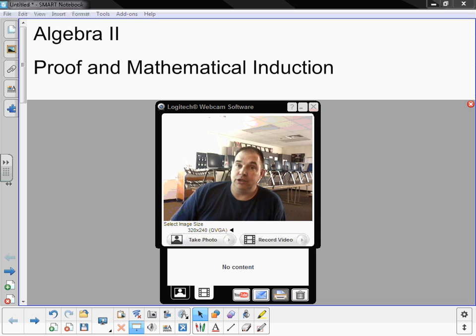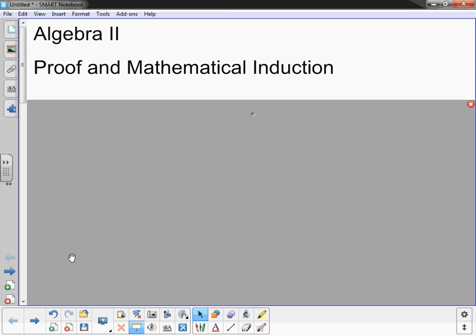Now, what you need to know about these proofs is that, unlike the proofs we did in geometry, where we had theorems and postulates that we could follow all the way down, there's not theorems or postulates here. It's just straight algebra skills. Now, there are some steps that we'll follow to get to there, and let's get started with that right now.